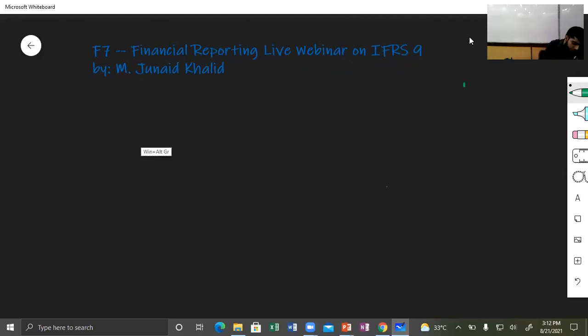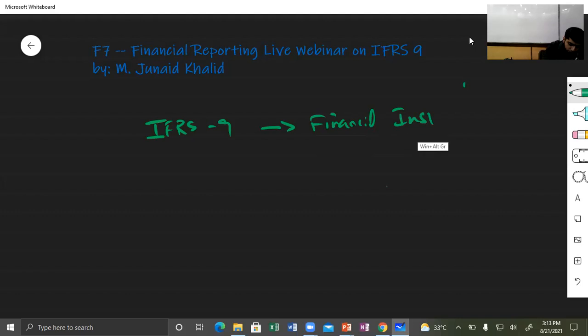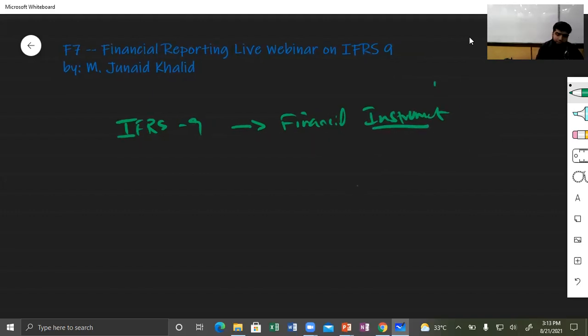IFRS 9 deals with financial instruments. First of all, let's have a look at what is a financial instrument. First of all, what does instrument mean? We have different meanings of the word instrument. Sometimes we say an instrument is like a tool, but here we take instrument as a piece of paper, or I can say that instrument means an agreement.